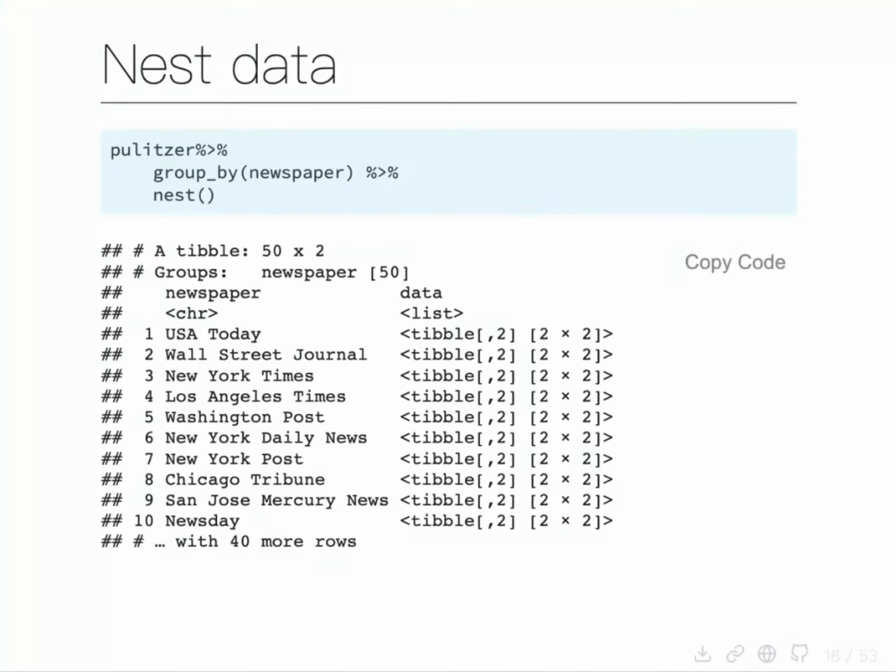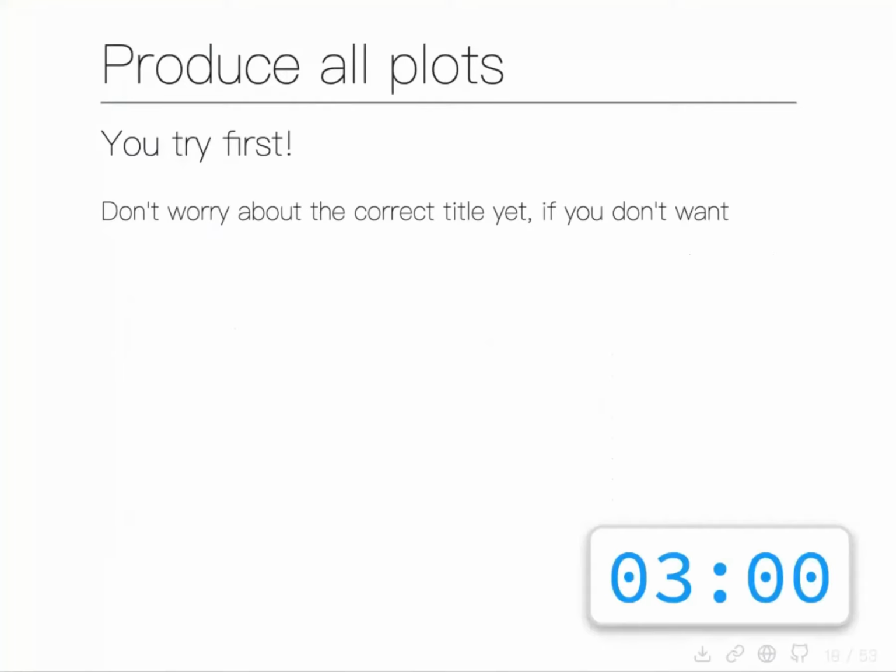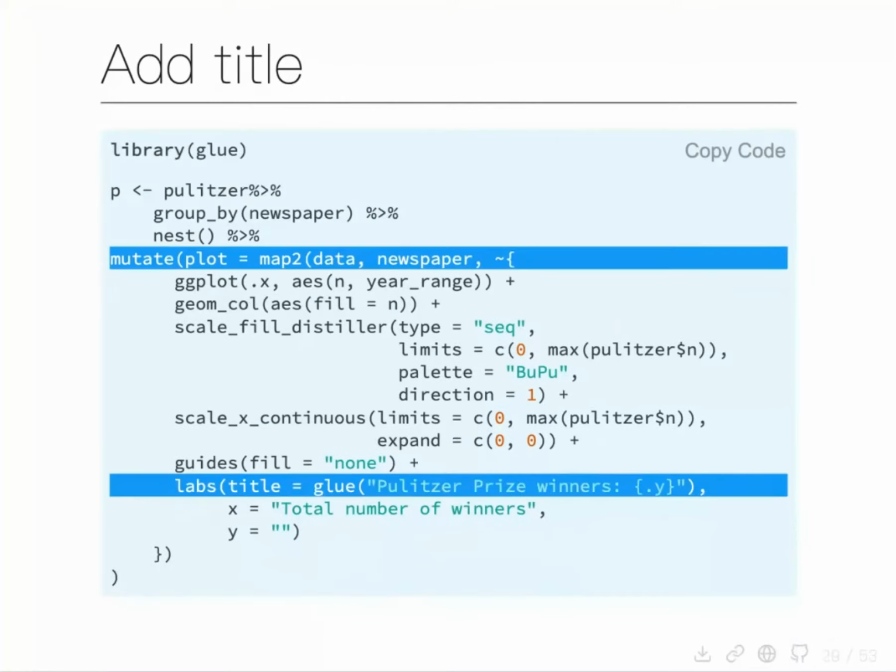Another example, we talked about creating plots using this. Here we had this newspaper data, right? And we have different newspapers, and then we nested the data by newspaper. And then we produced all the plots, right? Part of what we did here is we changed the title of the plot at the same time. So we're saying mutate to create a new variable called plot, and we're going to map to, so we're going to loop through both data and newspaper.